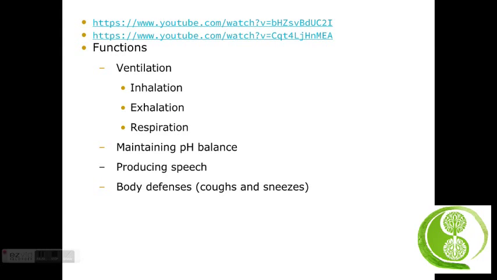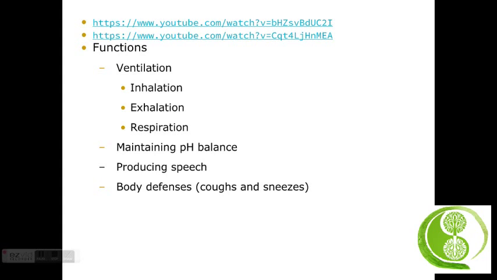So if you think about what happens when we hyperventilate, we start breathing really fast, we start taking in too much oxygen, and they have people breathe into a paper bag, so that way they're breathing some of that carbon dioxide back in to maintain that balance.